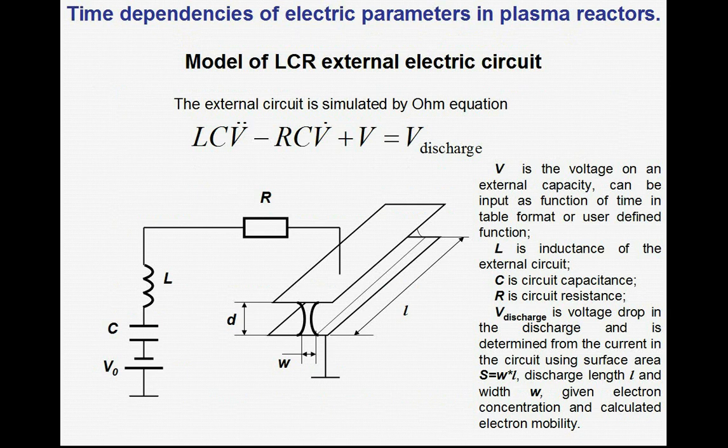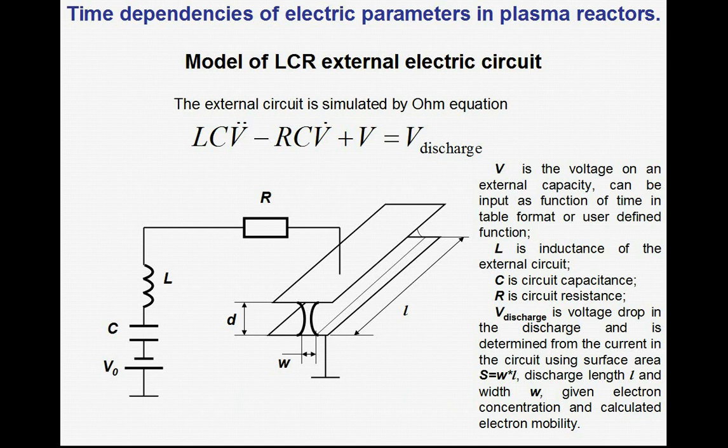Voltage on an external capacity is an input parameter and can be determined as a function of time in table format or user-defined function. V discharge is voltage drop in the discharge and is determined from the current in the circuit using discharge length, surface area, given electron concentration and calculated electron mobility.